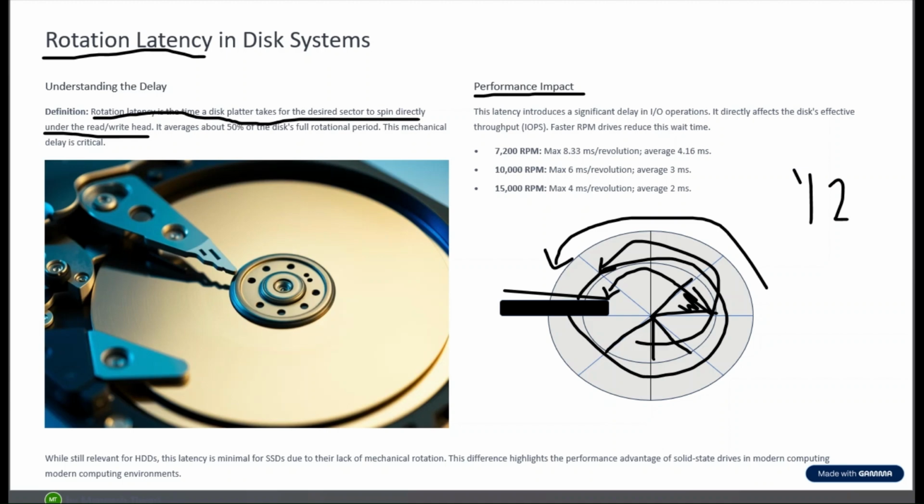This latency introduces a significant delay in input output operations. It directly affects the disk's effective throughput, meaning how fast the input output operations are being performed in the disk. So faster RPM drives reduce this wait.